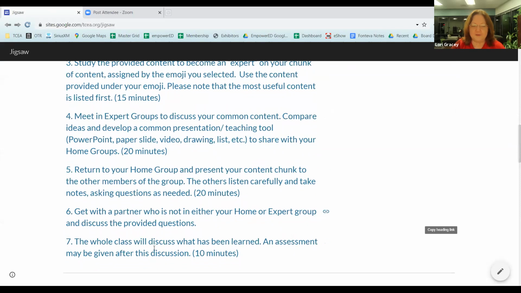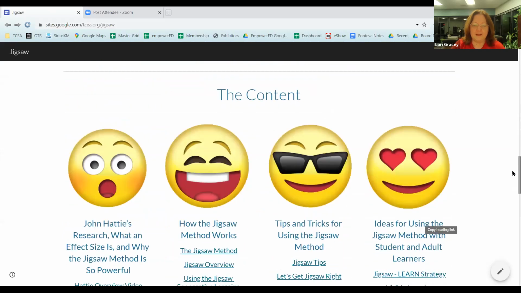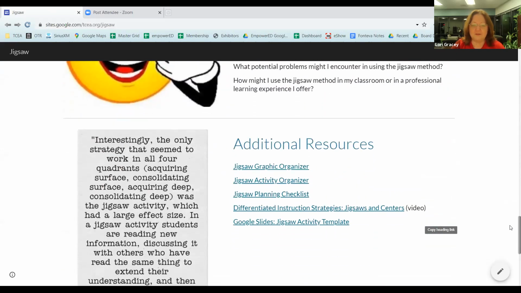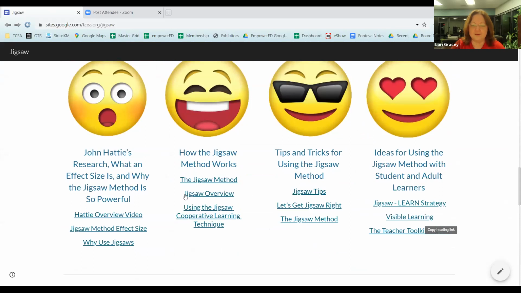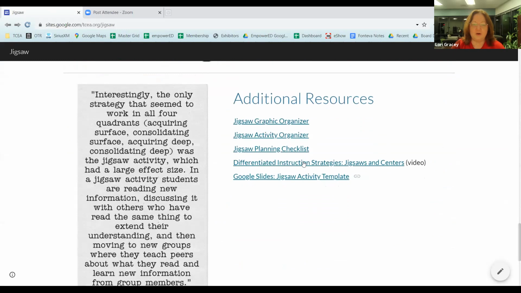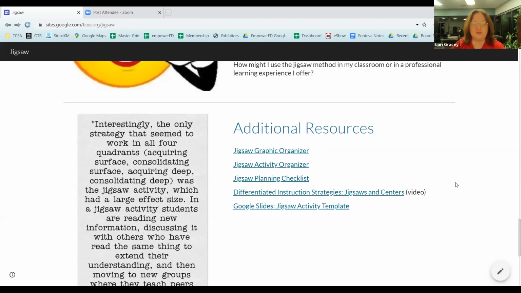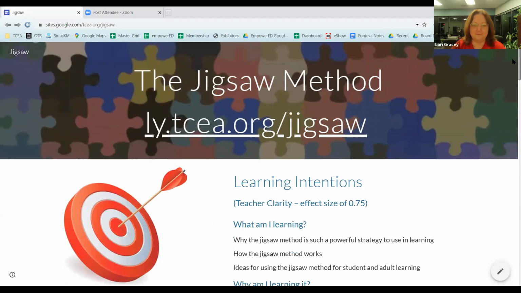I've got a couple of other ways here that I'm going to follow up with to make sure that everybody's understanding the content. Now, I'm providing this to you because I think there are lots of good resources on here besides the ones you see, all of those great links. There's some other things down here, including a jigsaw planning checklist. What do the students have to understand? A great video on differentiated instruction strategies using Jigsaw. A Jigsaw activity template from Google Slides, some graphic organizers, all sorts of good resources that you have available to you on this particular website on the Jigsaw.